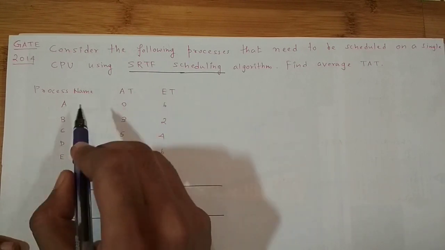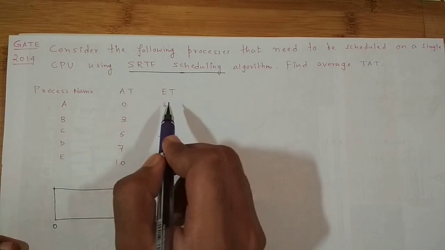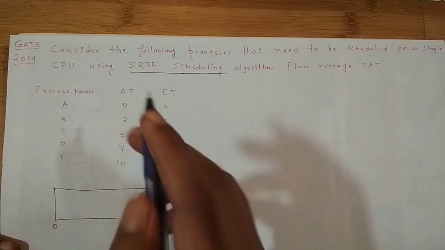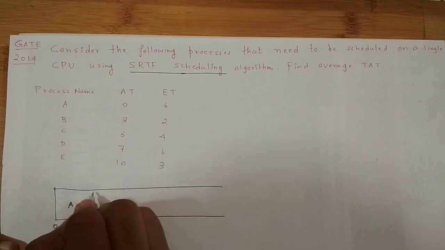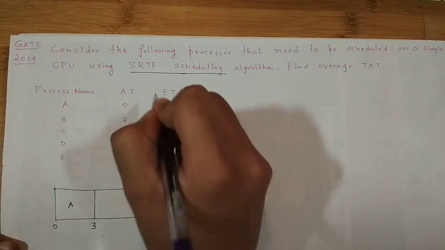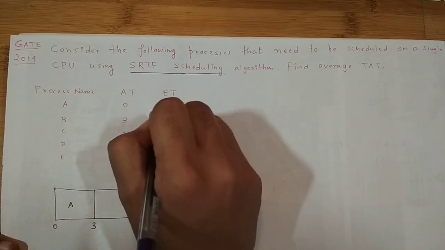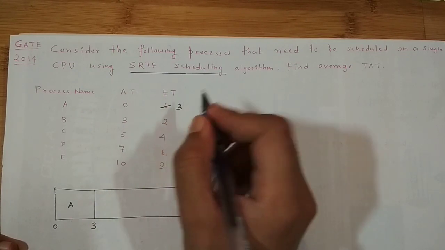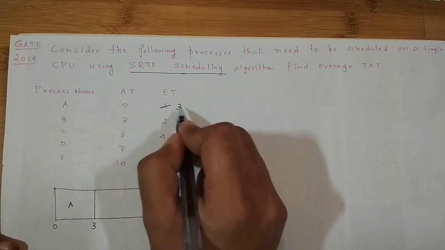So we can see that process A arrived at time 0. Now at time 0, no other process is available, so we have no other choice but to schedule process A. Process A will get scheduled for how many units of time? For 3 units of time. And out of 6 units of burst time, we are now left with 3 units for process A. What is ET? ET is the execution time or burst time. Process A has executed for 3 units and it has 3 more units left.